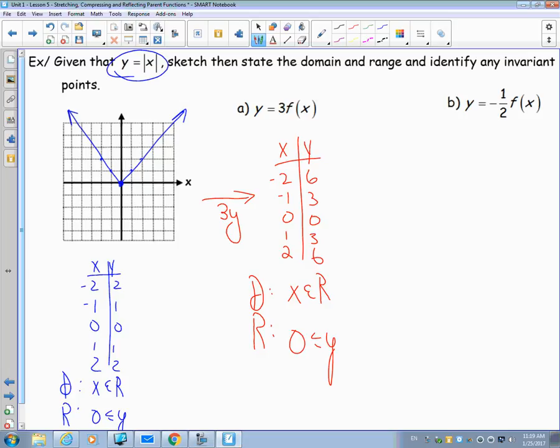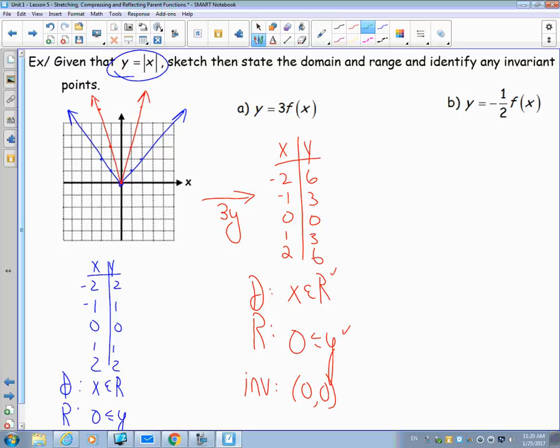Let's try it. -2 and 6. That's right there. -1 and 3, 0, 0, 1 and 3, 2 and 6. Still a V shape, been stretched. Never goes below 0, so my range is right. Still goes left and right forever and ever and ever. My domain's right. Yeah, got it done. It also asks us for invariant points. Which point has not moved? The only one here is (0, 0). In our table, it's the same numbers. In our picture, it's the same numbers.